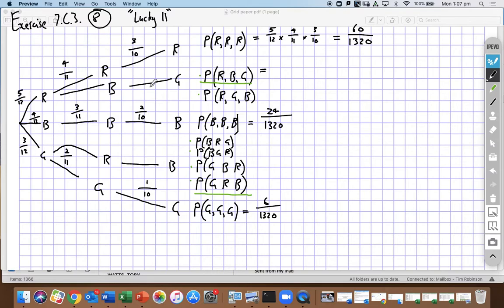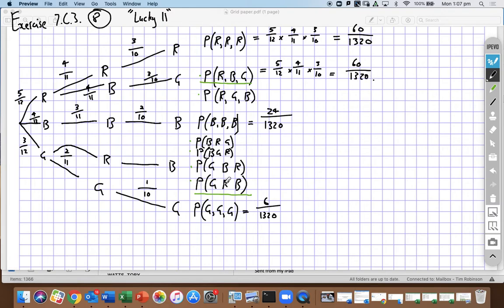So to get a red on the first draw, we've got 5 out of 12 as our probability just for that first step. Then to get a blue on the second draw, well, it's out of 11 and there's still 4 blue cards left. 4 out of 11. And then green, all the greens are still left. There's 3 of them and it's out of 10 cards. Right, so that works out to be, it's the same numbers as this, so it'd be 60 out of 1,320.